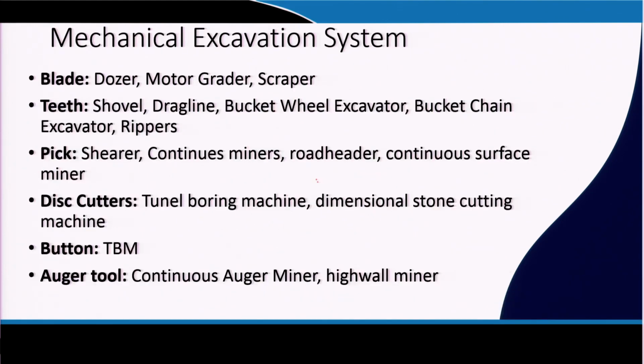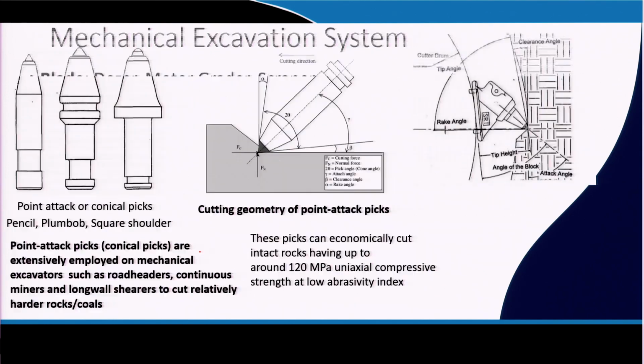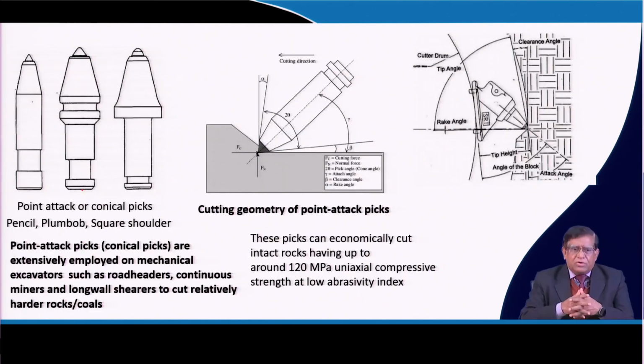Similarly, total excavations can be done by different types of interacting tools. It can be a blade, teeth, pick, disc cutter, button, or auger tool. Now, the cutting pick or tool can differ. We have point cutters, or another called radial cutters. While cutting in the rock, just as I said earlier, the main things are the rake angle, clearance angle, and cutting angle, and with that, how energy is dissipated over here and what cutting force will be available. On that basis, the cutting rate or the production rate will be determined.